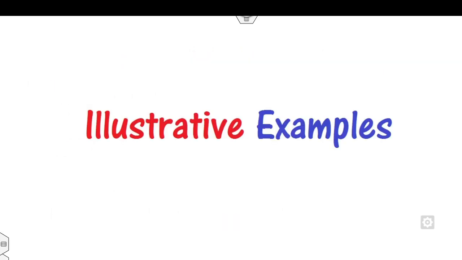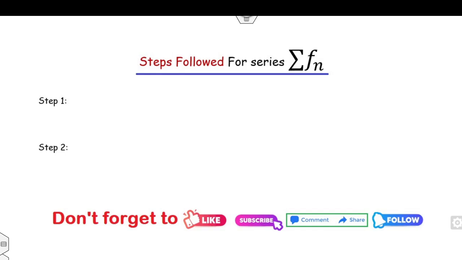Now, I will explain with the help of numerical examples. Firstly, I will tell you the two-step rule. Step number 1 is to find the value of Mn. Step number 2, we check the convergence of Mn. Now the question arises: how can we find the value of Mn from the given series Fn?